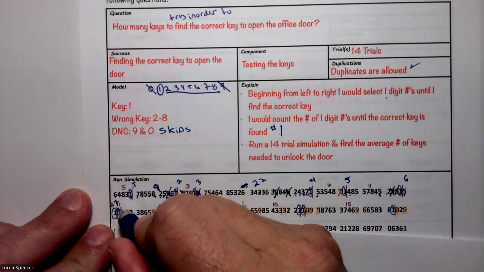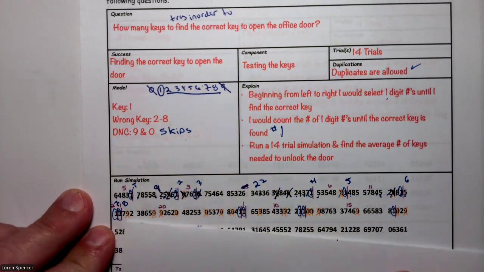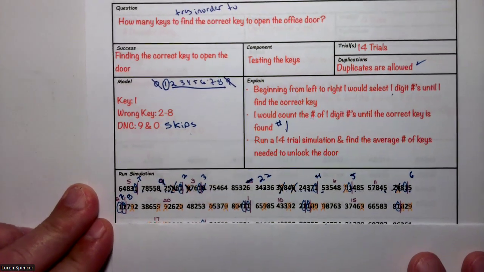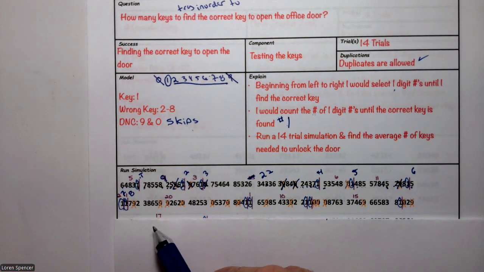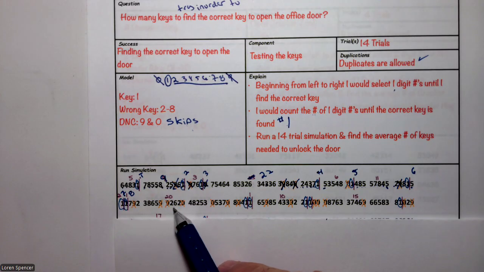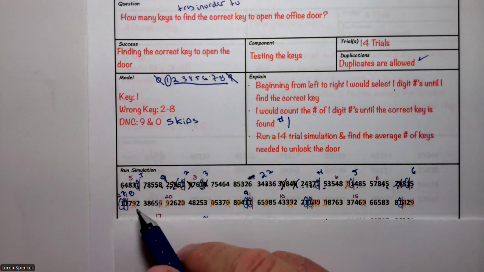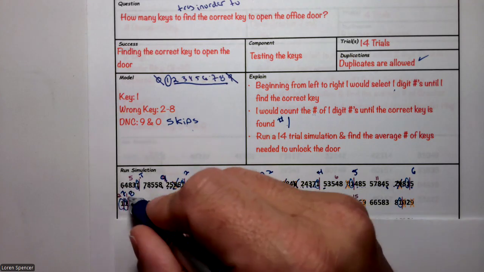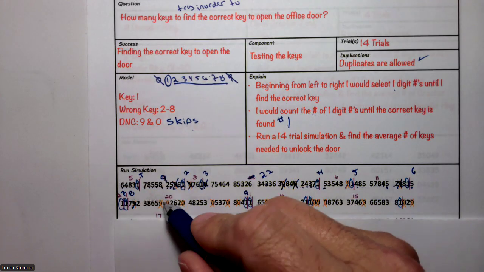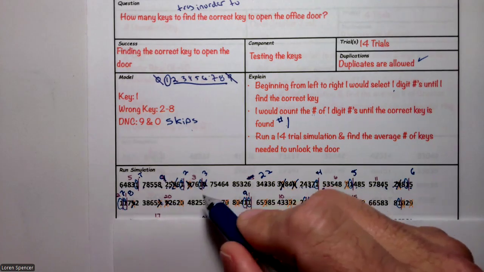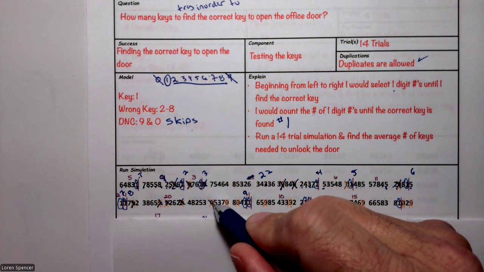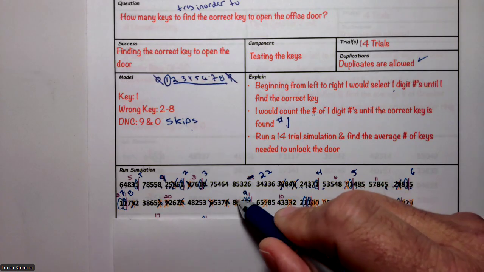Trial 8, hey, we got lucky. It only took us 1 key. Then we have to go to trial 9. Trial 9, I'm looking. There's my 1. So trial 9's right there. 9s don't count because it's a skip. 0s don't count.